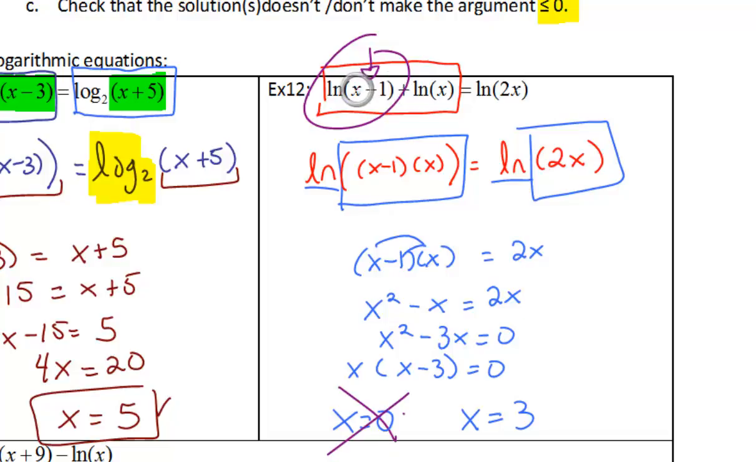What about x equals 3? Well, I plug 3 into x minus 1, that's 2. 2 is not a number that's less than or equal to 0. Plugging it in for x, again, that makes 3. 3 is not less than or equal to 0, so that's fine. And the last one, 2x, so that would be 6. Well, 6 is not a number that is less than or equal to 0, so 3 checks out, and our only answer is x is equal to 3.